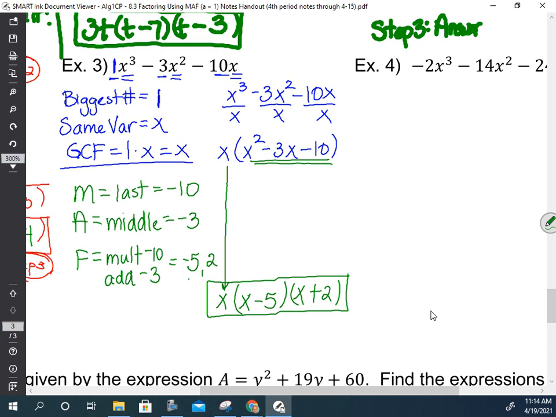Step 1, do the greatest common factor. Step 2, MAF. Step 3, write the answer. Any questions on example 3?